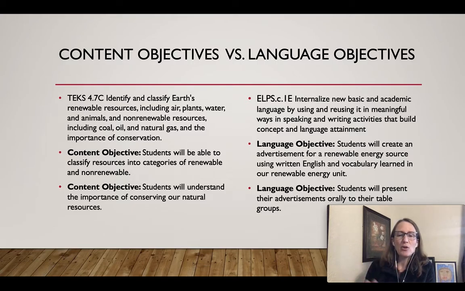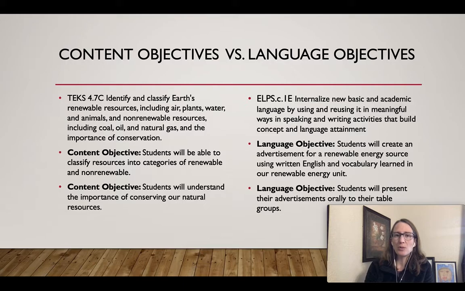Now I'm going to take that over to my language objective. So this is how I'm going to accomplish this content objective with my students. So the ELPs, if you noticed, those of you who already took a look at the ELPs last week, are long. There's lots of them. But they're the same for all grade levels in Texas. And so depending upon how I'm choosing to teach this particular content standard, I might take this one, and it says internalize new and basic academic language by using and reusing it in meaningful ways in speaking and writing activities that build concept and language attainment.